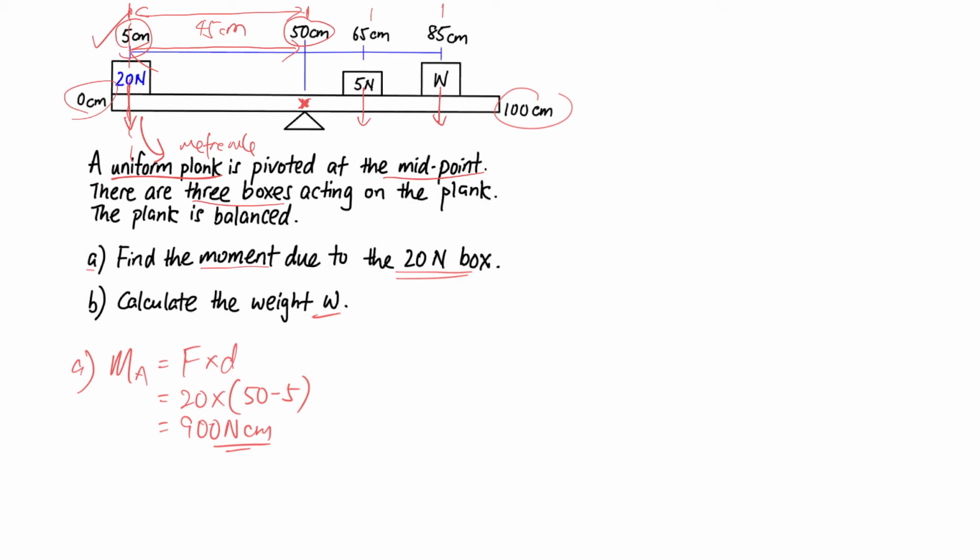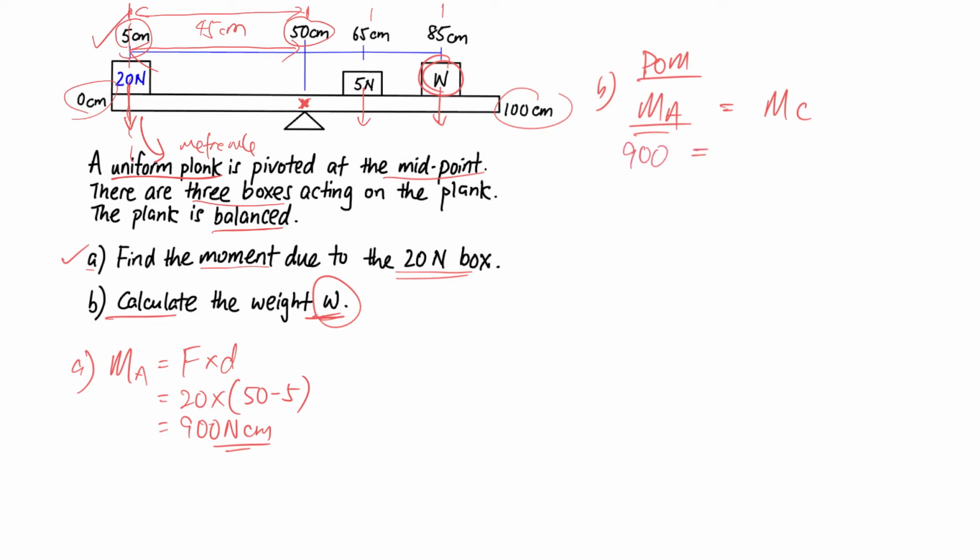That's more important. For part B, they asked me to find the unknown weight of the box to make this thing balance. Because it's balanced, for part B I'll be applying my principle of moments, where the anti-clockwise moment is equal to the clockwise moment. Like I say, this question is guiding you. In part A, you are basically finding this left hand side anti-clockwise moment, so there's no need for you to redo. You just put here 900.